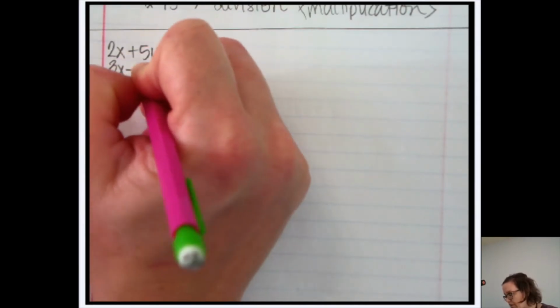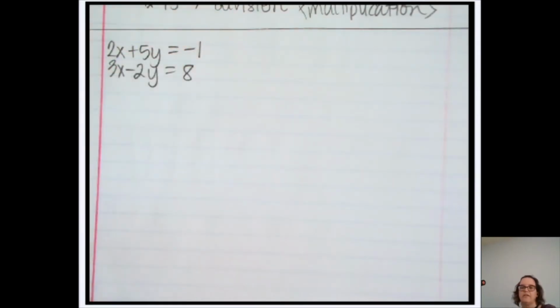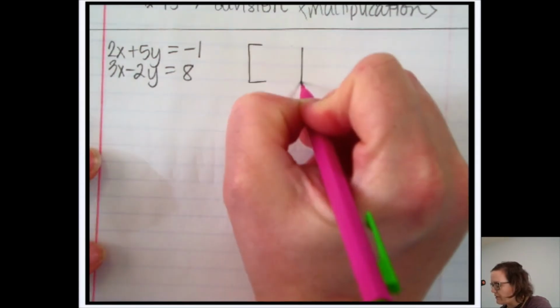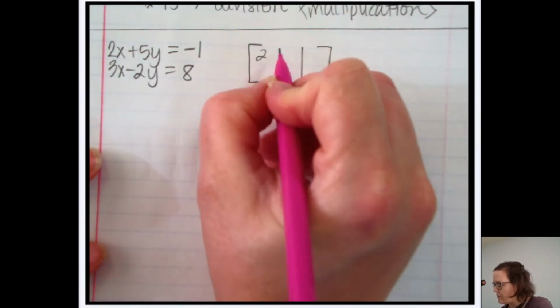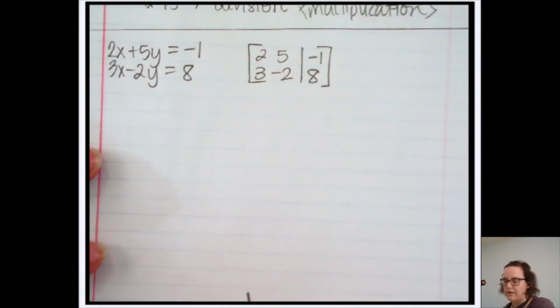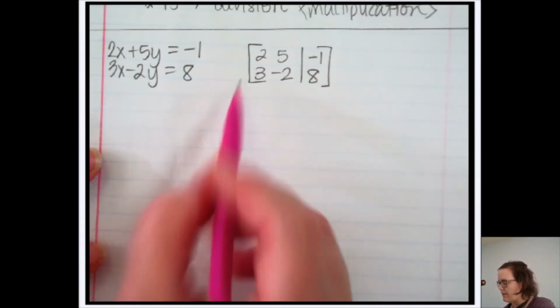This system we could easily solve with elimination, probably. Substitution would be okay, but we know how to solve this just fine. But we're going to do this problem using Gaussian elimination just so you can see the beginning process of it. I am definitely not saying it's any quicker, but it is another method. So first step, we write it as an augmented matrix. 2, 5, -1, 3, -2, 8. So we wrote it as an augmented matrix.